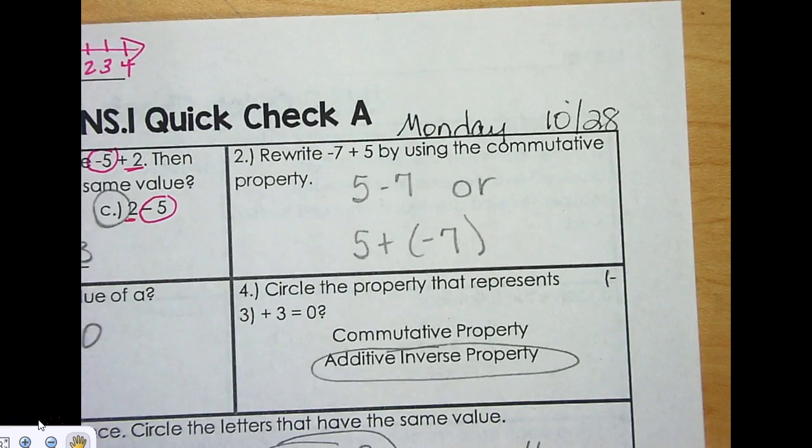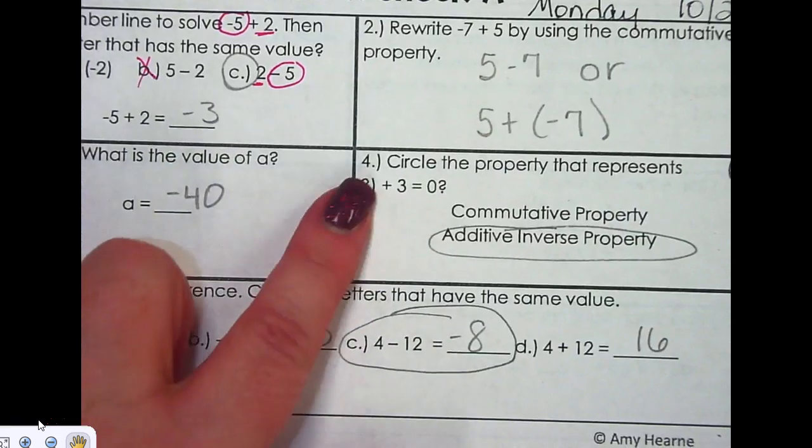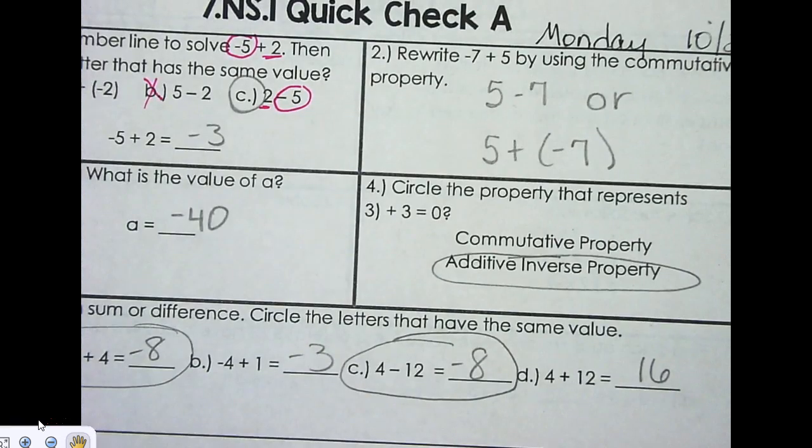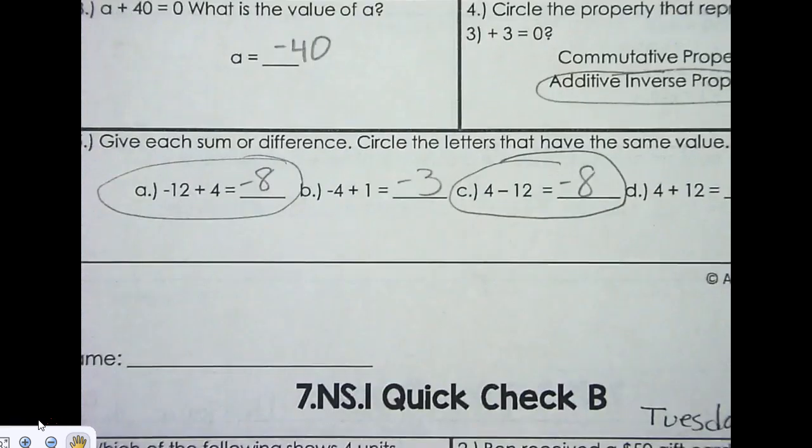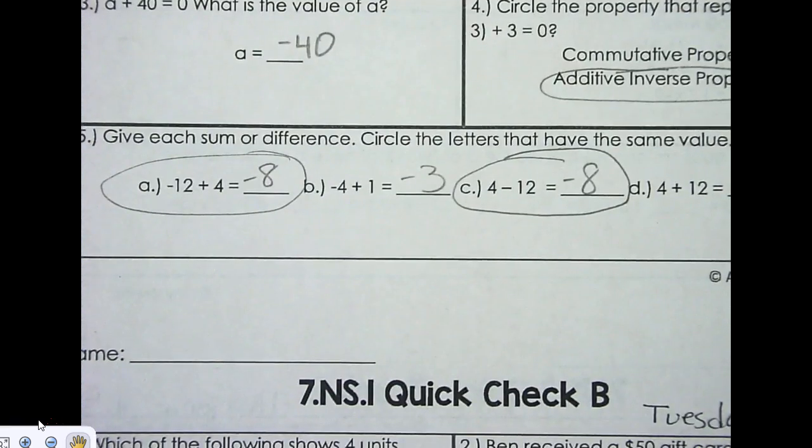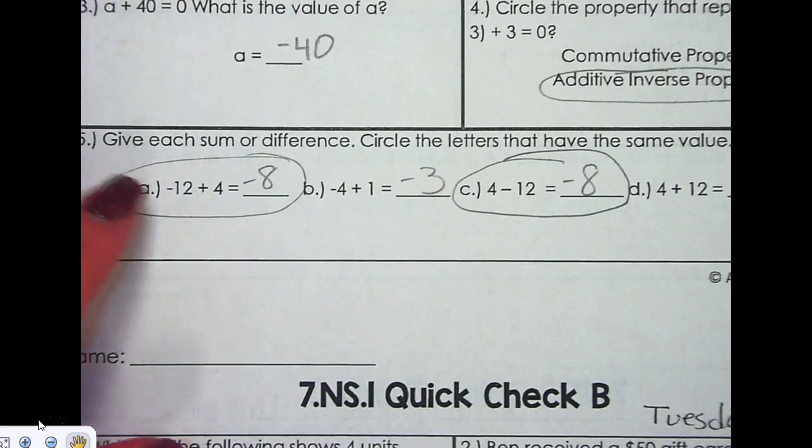4, circle the property that represents -3 plus 3 equals 0. Well, that's what we just had here. And the property is the additive inverse property. The opposites of a number equal 0. 5, give the sum or the difference. Circle the letters that have the same value.